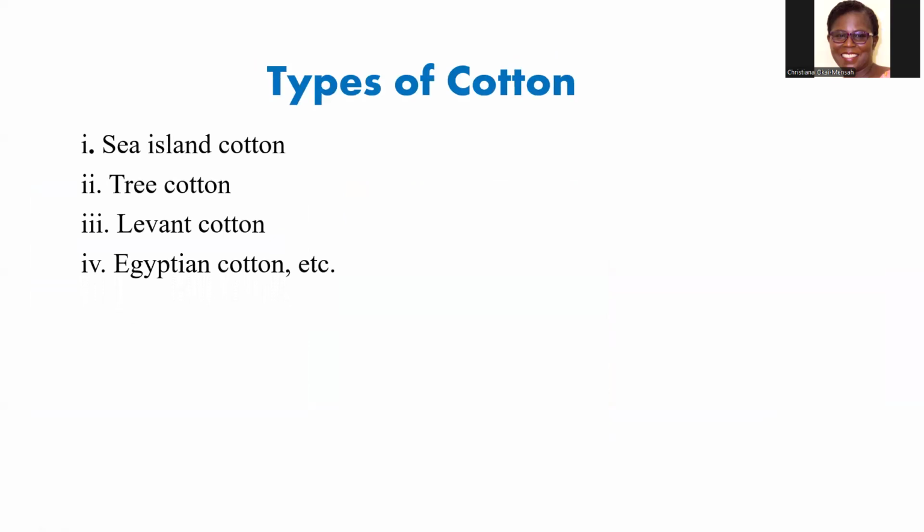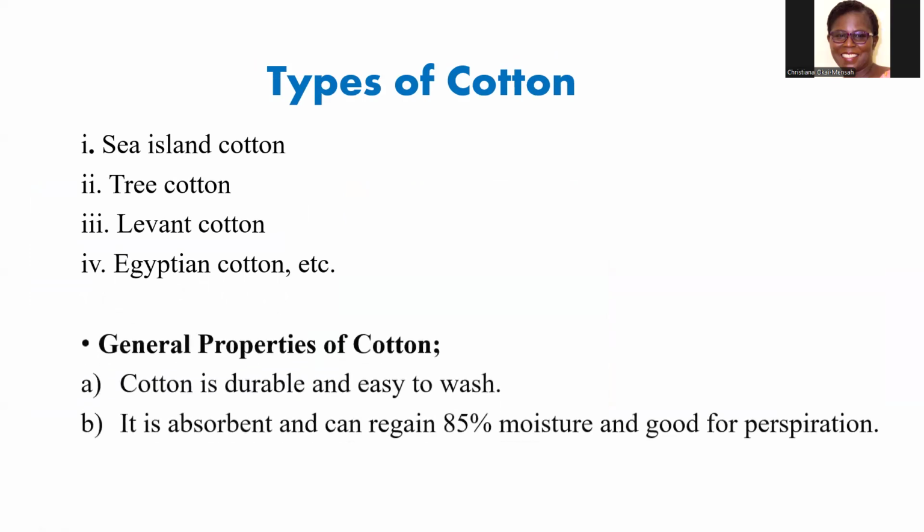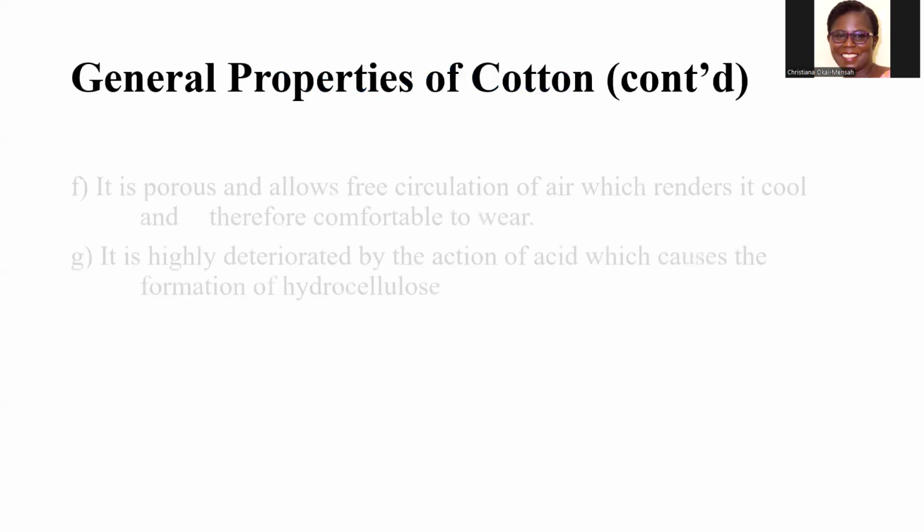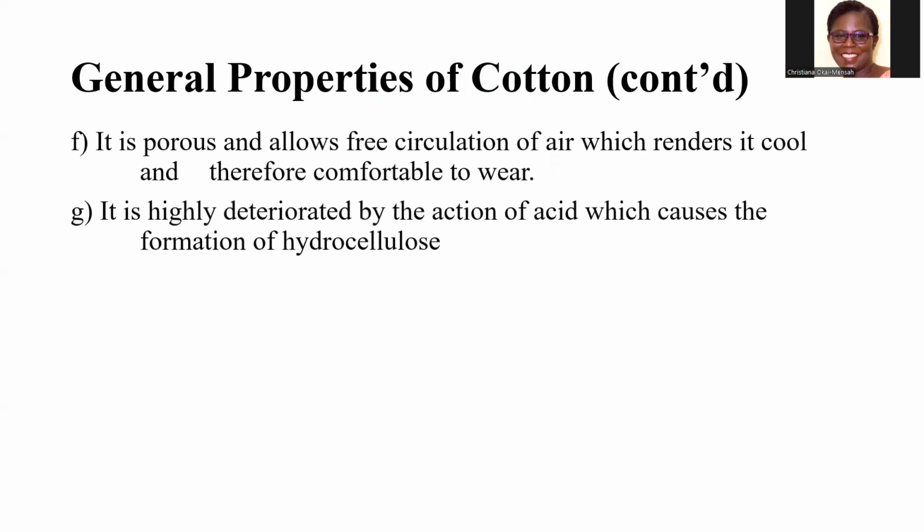So you have types of cotton. You have sea island cotton. You have tree cotton, lavand cotton, Egyptian cotton, and many more. So generally, cotton is durable and easy to wash. It is absorbent and can regain 85% moisture and good for perspiration. It is porous and allows free circulation of air, which renders it cool and therefore comfortable to wear.